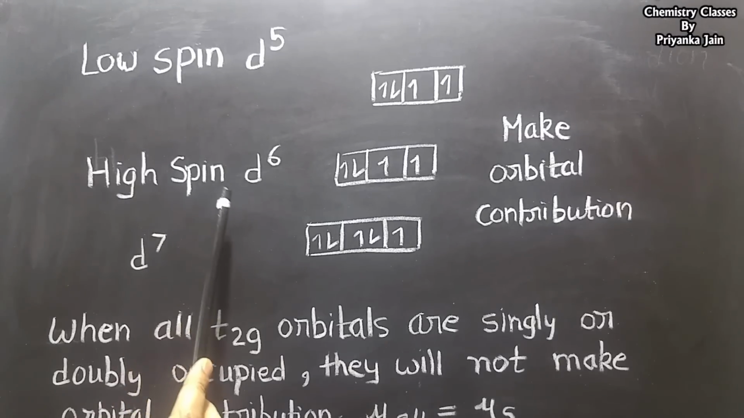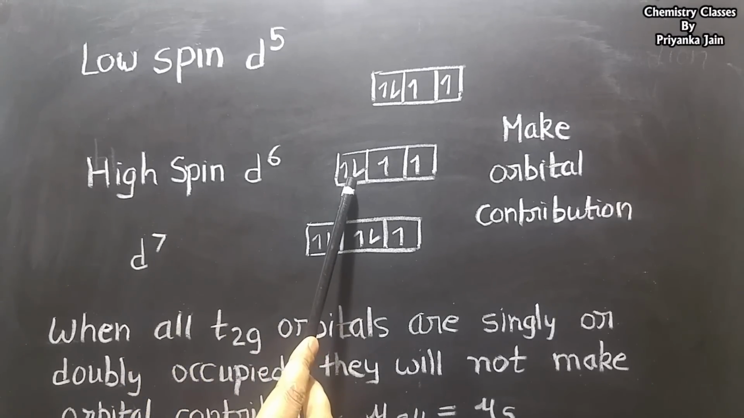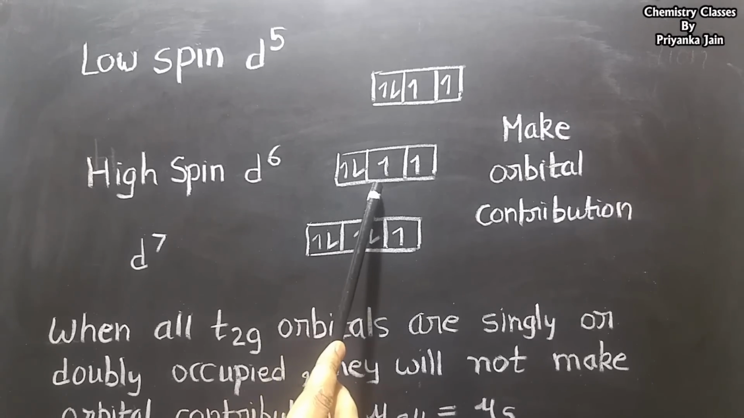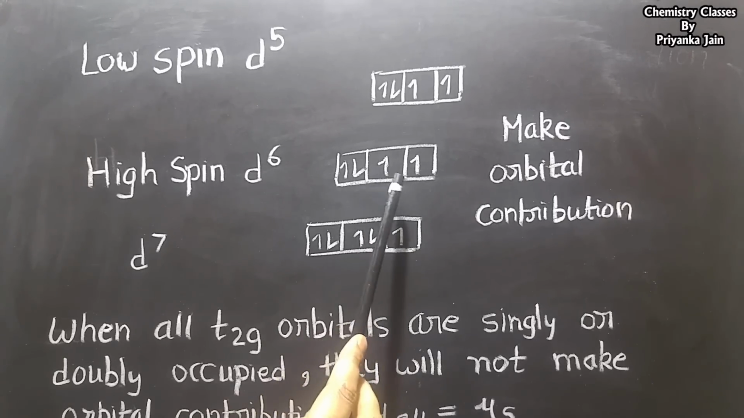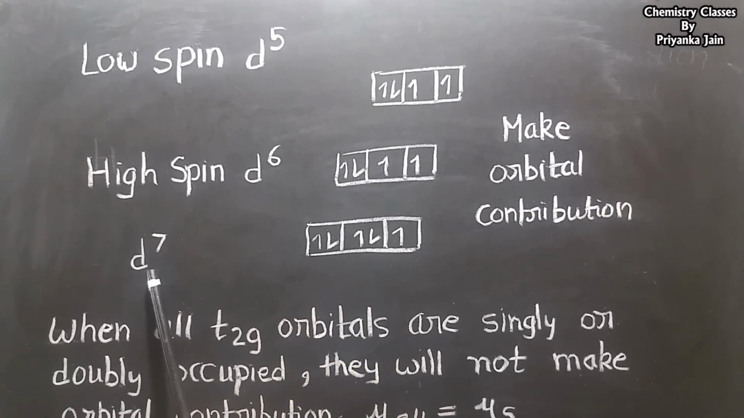Similarly, in the high spin d6, there is 1 electron with the inverted spin in this orbital, while these two do not have. So it provides a path for this electron to rotate. Similarly, in the d7 configuration, these two have two electrons. It means this one has the inverted spin and this does not. So it provides a path for this electron or this electron to rotate around the nucleus. So all of them will make an orbital contribution toward the magnetic moment and will have a magnetic moment higher than the spin only formula.